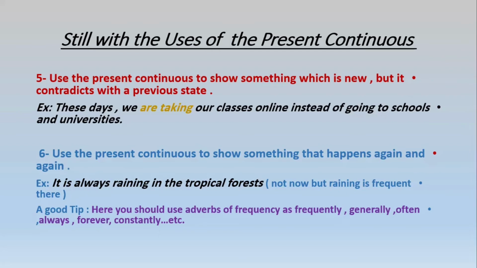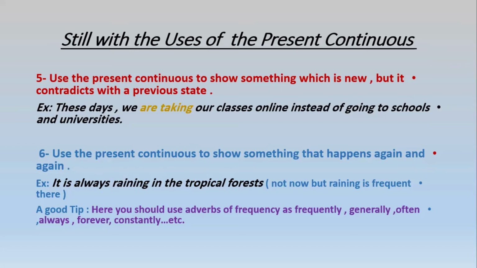We can use the present continuous to describe an image. We can use the present continuous to show temporary actions, or an action that is going on before and after another action. We can use the present continuous to show an action that contradicts or differs with another one before it. And we can use the present continuous to show something that is going on again and again, or that happens again and again.